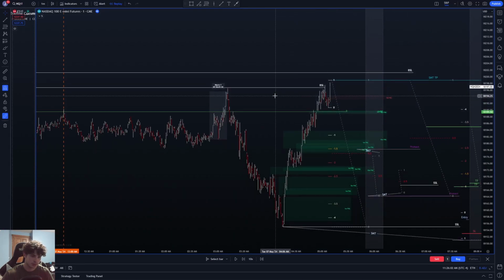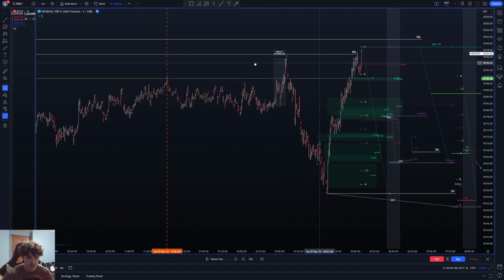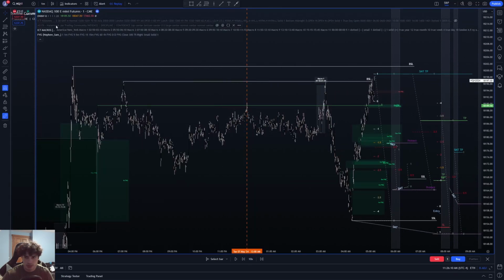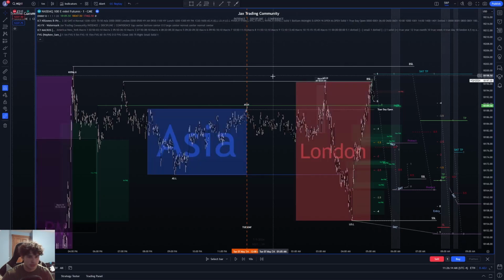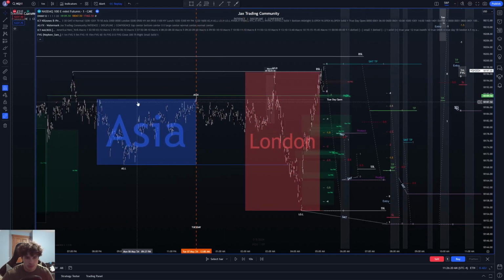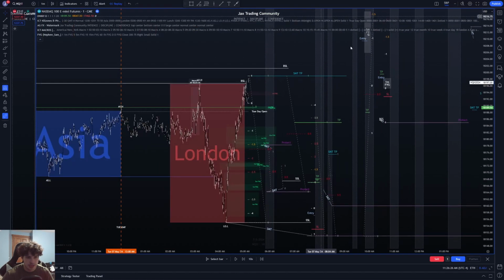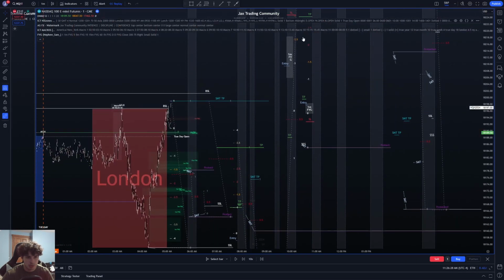So first thing to notice is that through London or through Asia session, which is right around here, I'll actually put on the indicator. So this is Asia session, which goes until 12 a.m. and then here's London session. You can see that they both traded below the opening price. So we can expect the end of the day to be bullish.